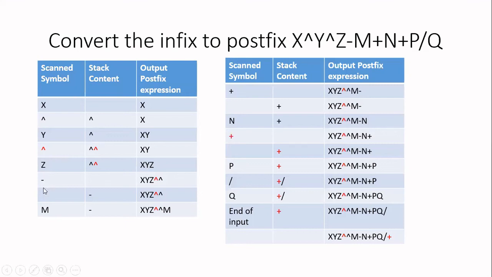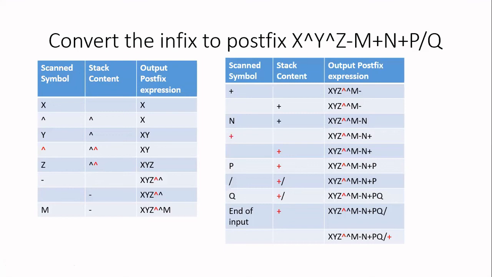Next, I am scanning minus. This is an operator. So when you get an operator, you have to compare the precedence first. Exponentiation is on the top of the stack. That is, red exponentiation is on the top of the stack. That has more precedence than the current symbol. I told you a smaller symbol cannot sit on the top of a larger symbol on the stack. So you have to pop all the symbols with higher precedence.